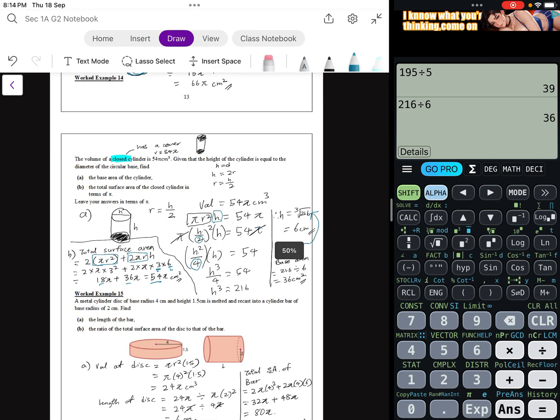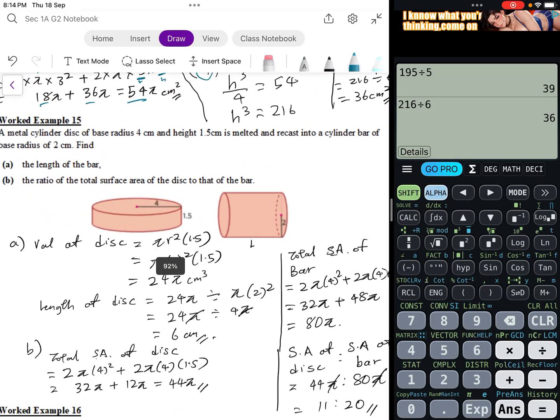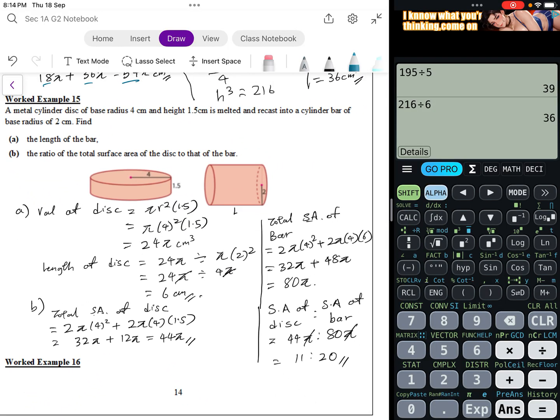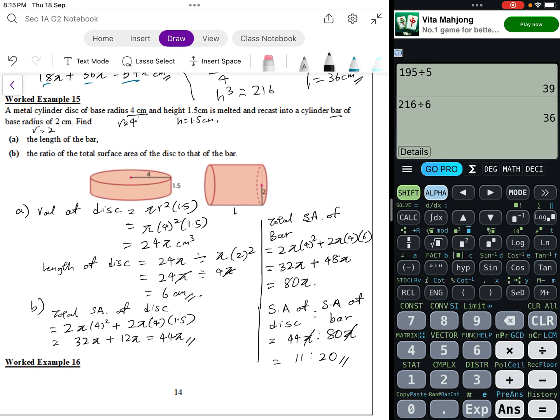Okay, that was example 14, quite simple. Example 15 is just a more tedious question. First off, they have a metal cylinder disc of radius 4. So write down here radius 4, height 1.5 cm. Then they melt and recast it into a cylinder bar of radius 2. Now they ask you to find the length of the bar.